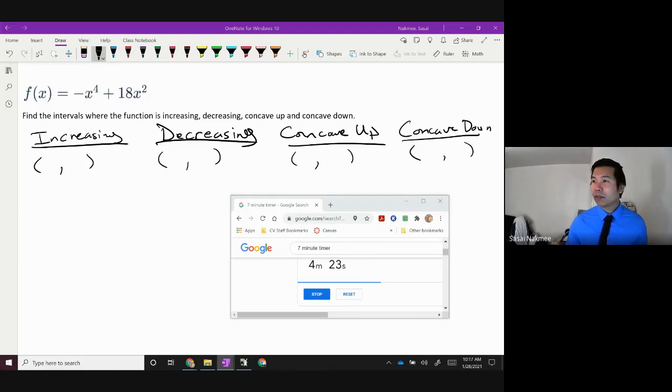All right. Oh, people are starting to do the concavity now. Beautiful answers, though, for the increasing, decreasing. Very good. If you got 2 intervals for increasing, you got 2 intervals for decreasing, you are on the right track. There should be 2 intervals for increasing and 2 intervals for decreasing.